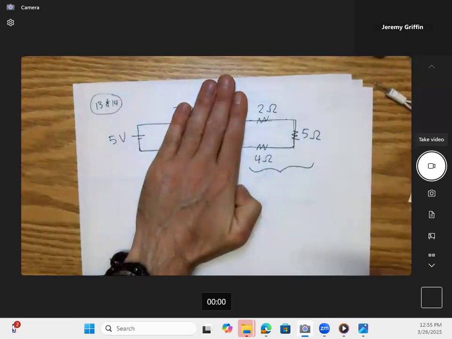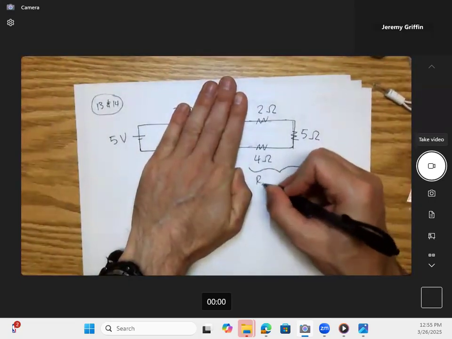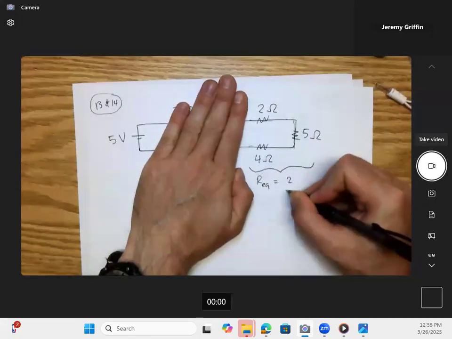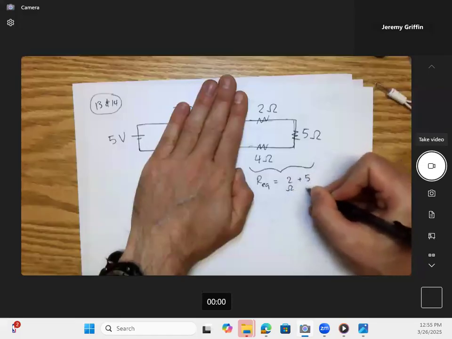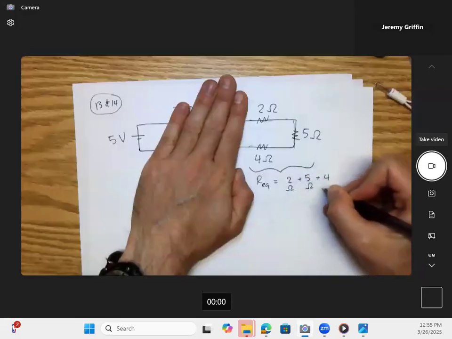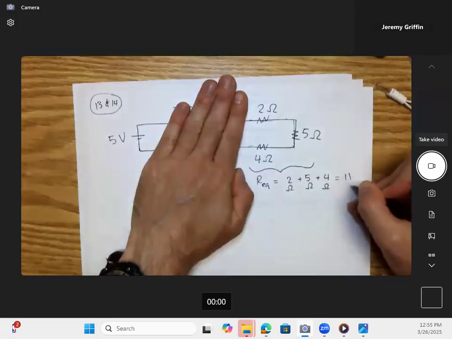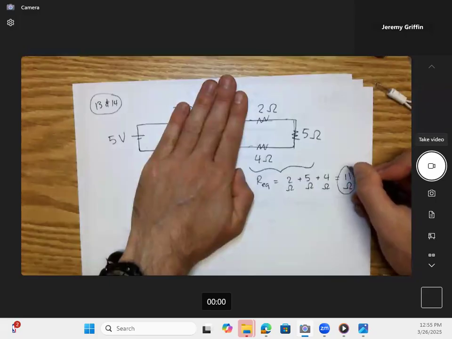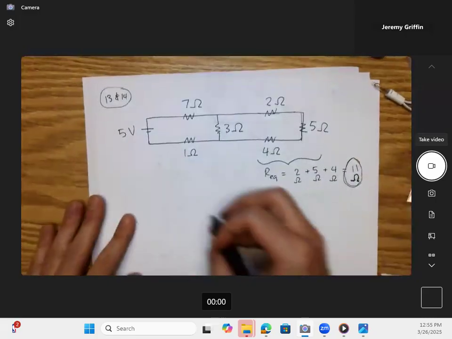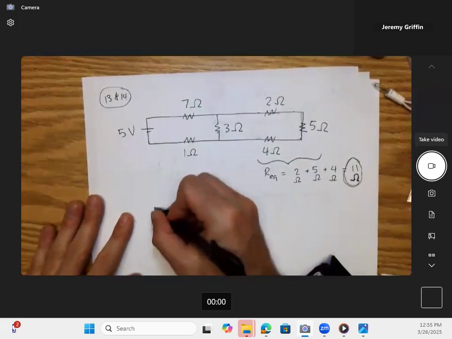So can I very simply add them up? Resistance equivalent is this many ohms plus this many ohms plus this many ohms equals this many ohms. Okay, so got that. Okay, then redraw the circuit.